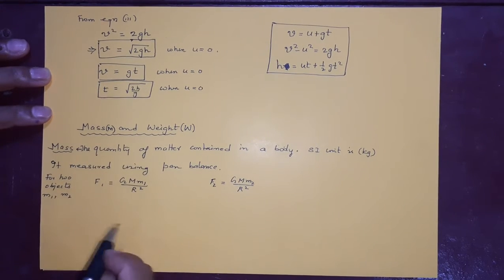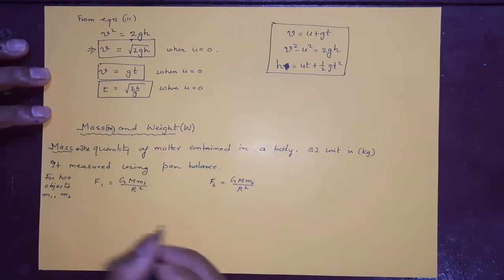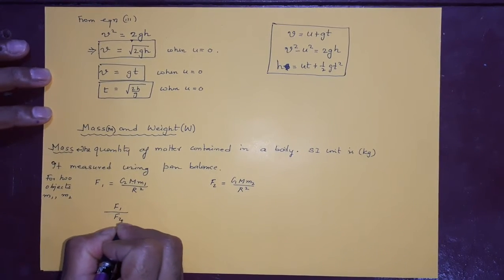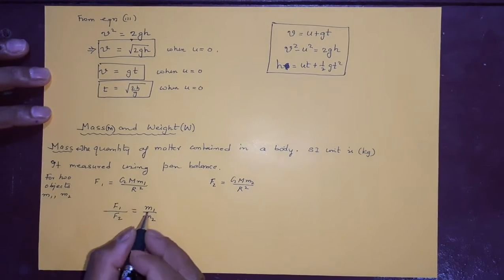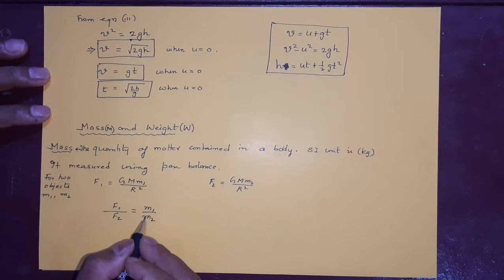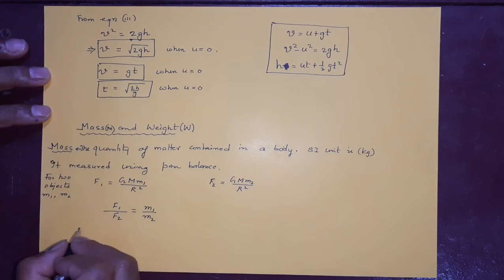F1 will be the force due to the earth on the object, and F2 the force due to the earth on the other object. After that if I divide F1 by F2, what will we get? M1 by M2 we will get. That means if I compare the two forces, then we will get the idea about the two masses, okay. This is how we measure.